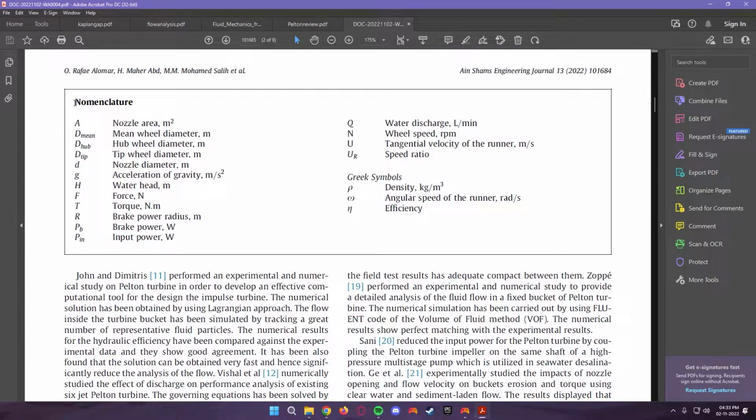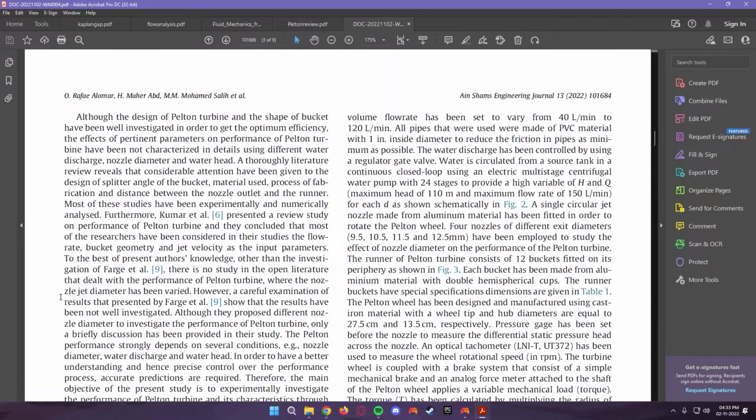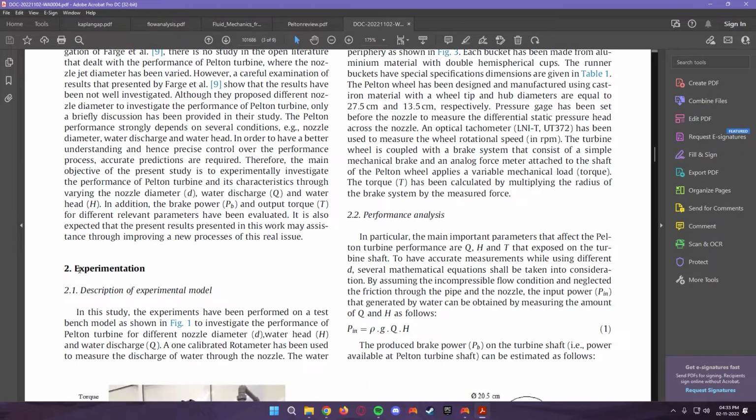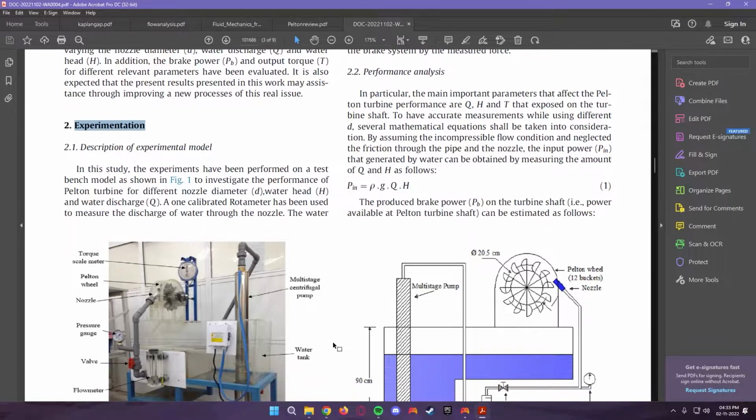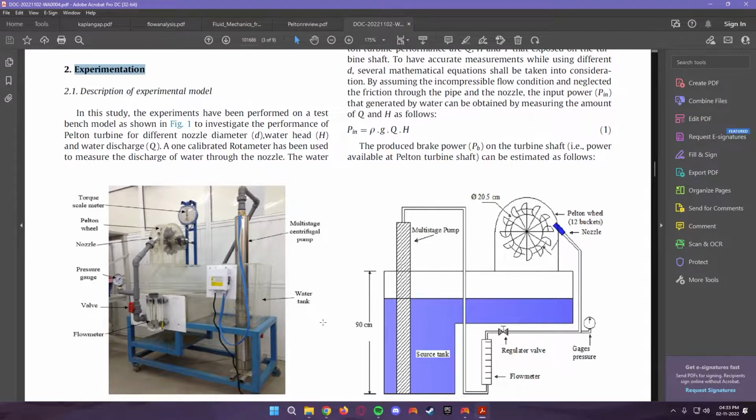These are the nomenclature. Experimentally performed: description of the experimental model. In this study, experiments have been performed on a test bench model, as shown, to investigate the performance of the Pelton turbine for different nozzle diameters, water head, and water discharge. A rotameter has been used to measure the discharge of water through the nozzle.